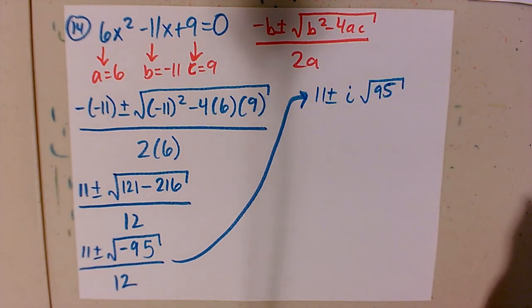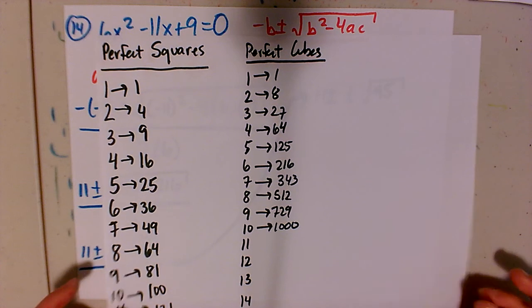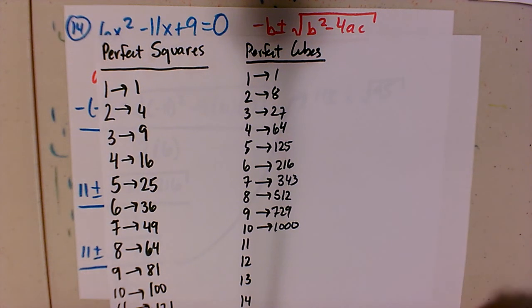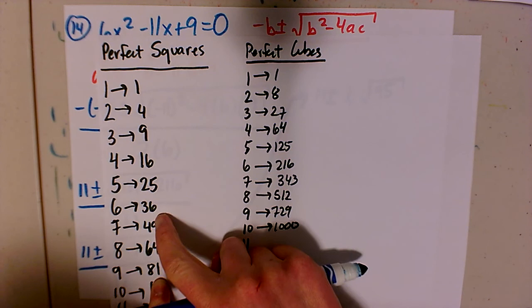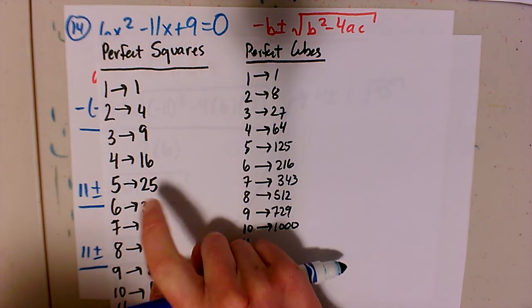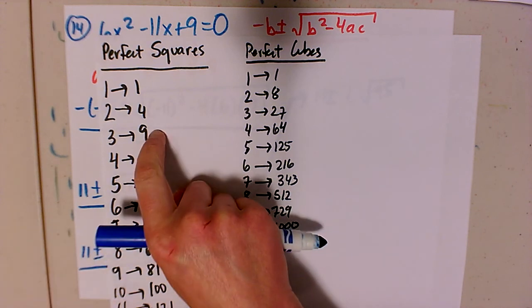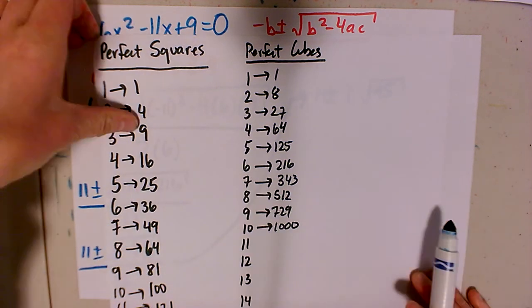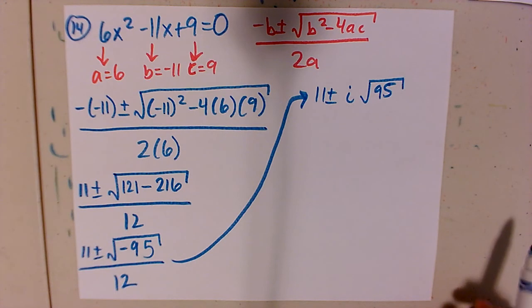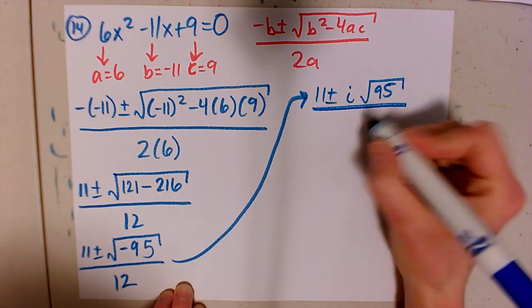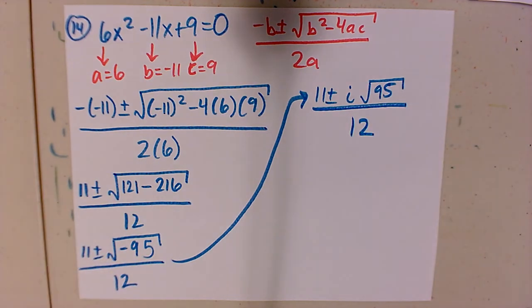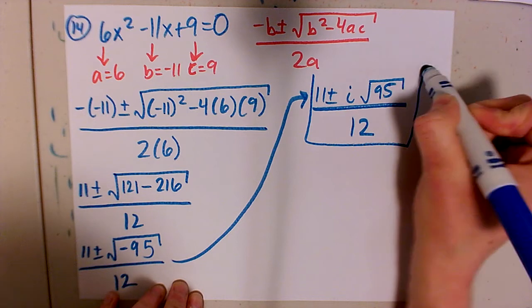Now we want to see if we can break 95 down at all. Half of 95 is 47.5. And so if we look at our list of perfect squares, well, 47.5 is about here. So if I go backwards, 36 is not a factor of 95, 25 is not, 16 is not, I don't think 9, no, 9's not, and 4's not. So 95 is as nice as it's going to get. And so that's all we can say for that. Okay, so it's 11 plus or minus i root 95 over 12. And so sometimes you'll have answers like that, and that's as far as you can simplify that.